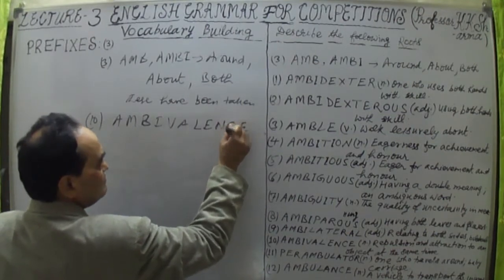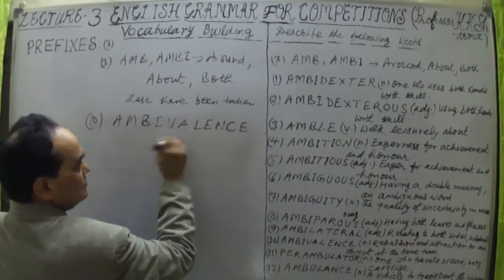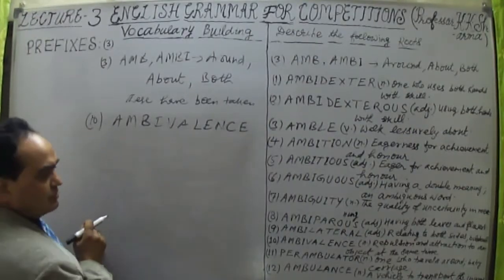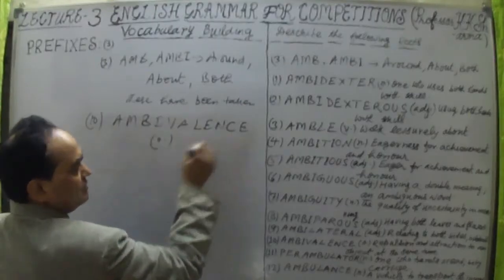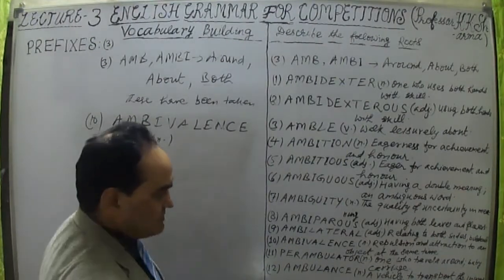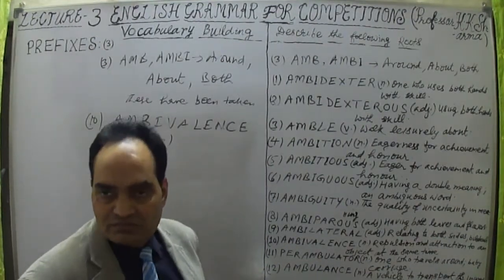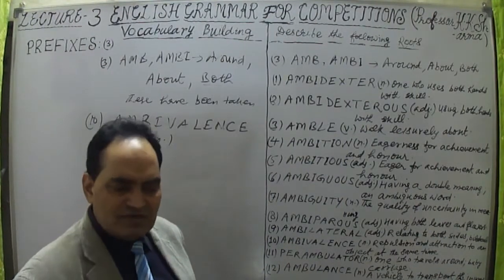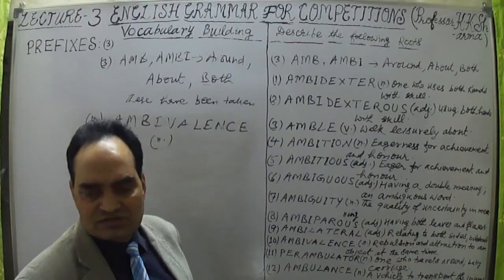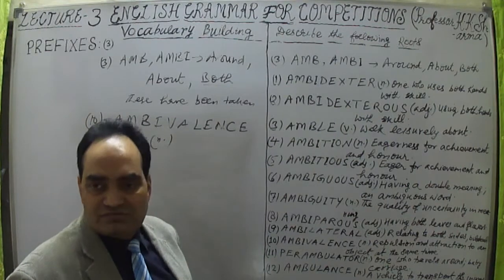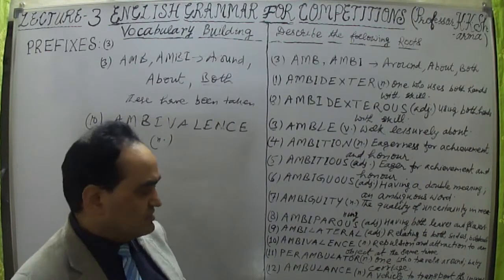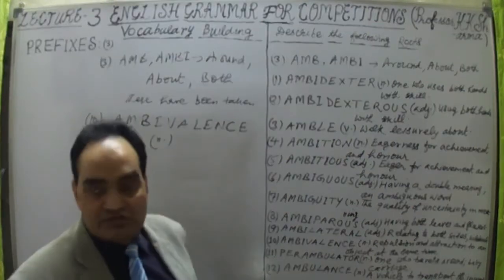Ambivalence. Now what is this? Ambivalence is a noun. It means repulsion and attraction, both. The two things are there. It is attraction as well as repulsion in the thing. This is an ambivalent situation. A situation which has both sides, merits and demerits, is known as an ambivalent situation.